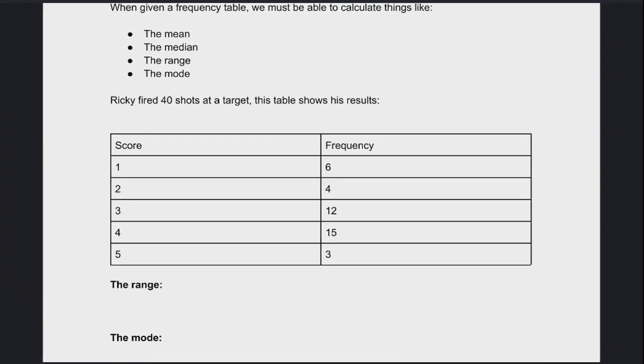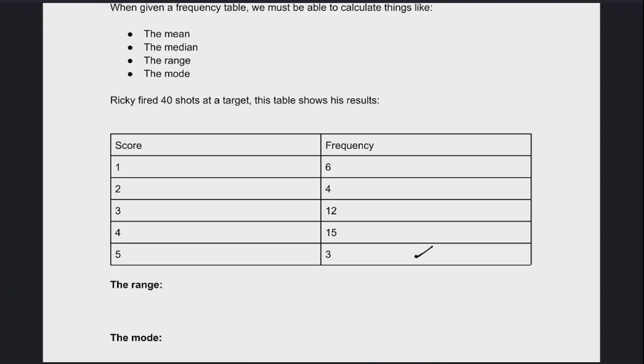In a frequency table, you're going to have two main columns. You're going to have a value column, and you're going to have a frequency column. So how often does this value occur? In this case, Ricky fired 40 shots at a target, and the table below shows his results. So this is a result of the score that he got: 1, 2, 3, 4, 5. They're the possible values, and they're the associated frequencies.